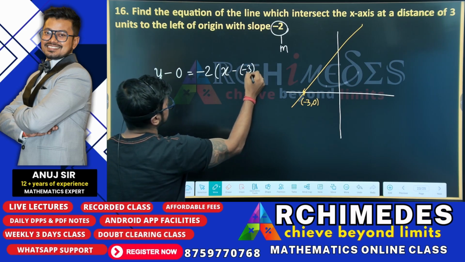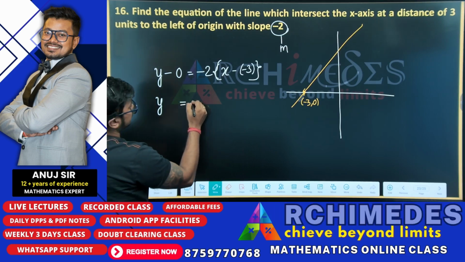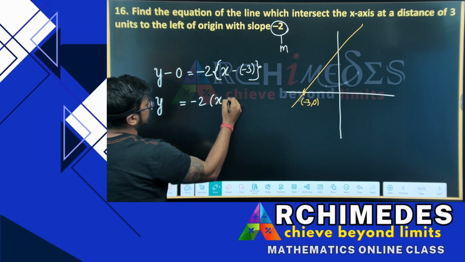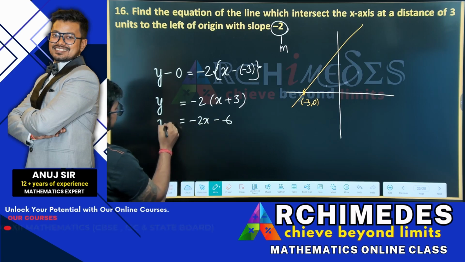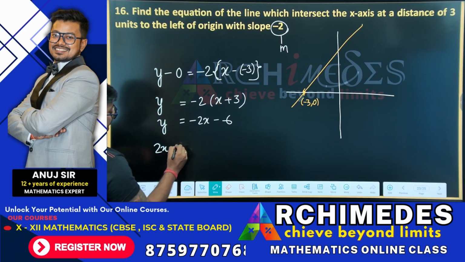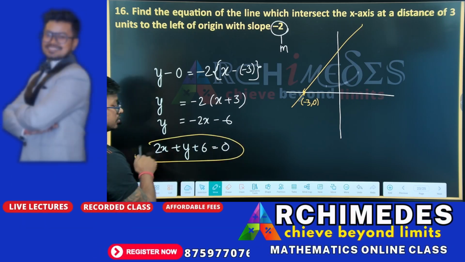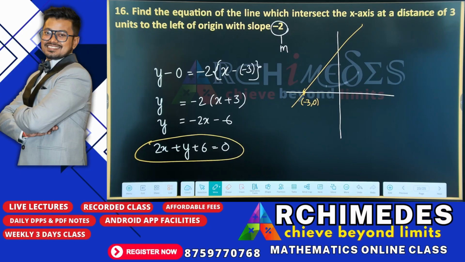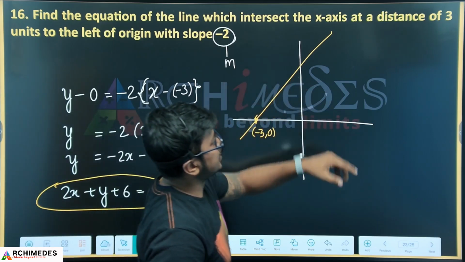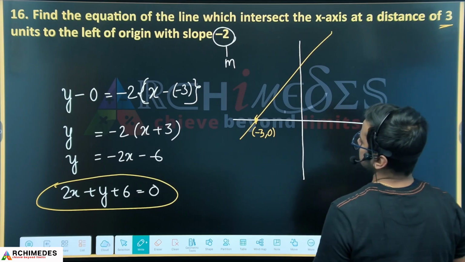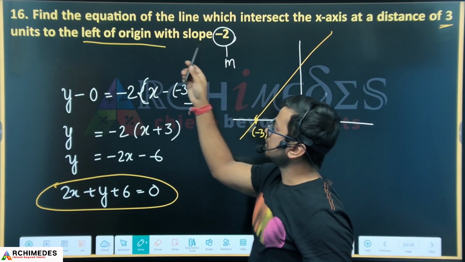Okay, so there is a -3. So your equation will become y = -2(x + 3). Am I clear? So y = -2x - 6. So your final equation becomes 2x + y + 6 = 0. So this is your answer. Clear? It intersects the x-axis at a distance of 3 units. That's why 3 units; left is given, no? Here, to the left of the origin. If right, then here.